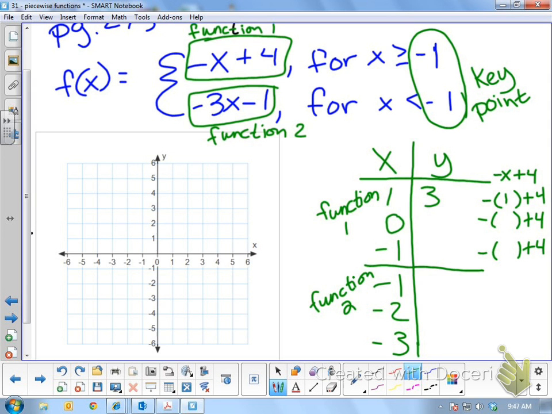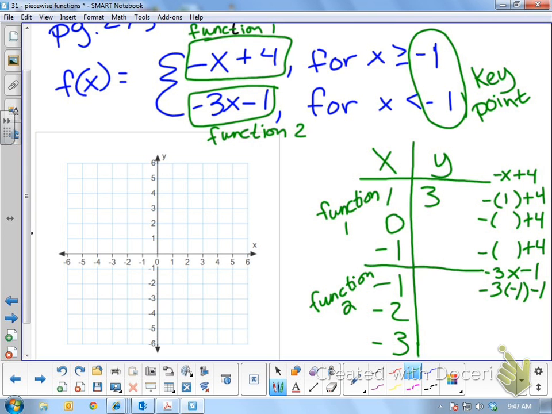So the second half we're working with the other function, the negative 3x minus 1. But it's the same idea. Everywhere I see x, I'm going to replace it with the number I'm working with. What number are we working with first? Negative 1.